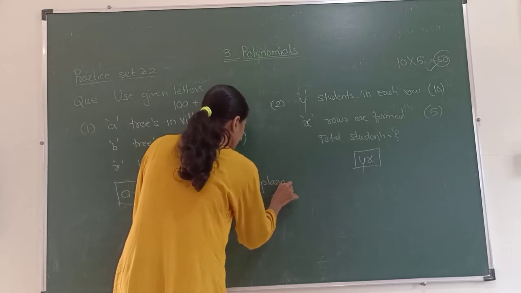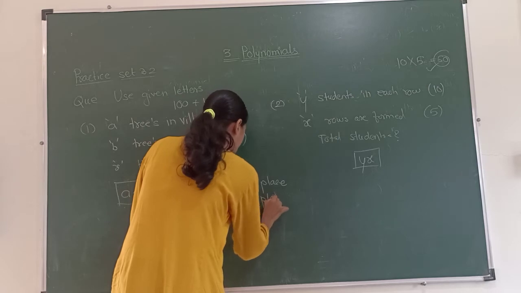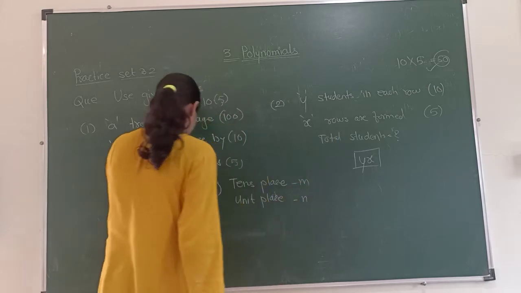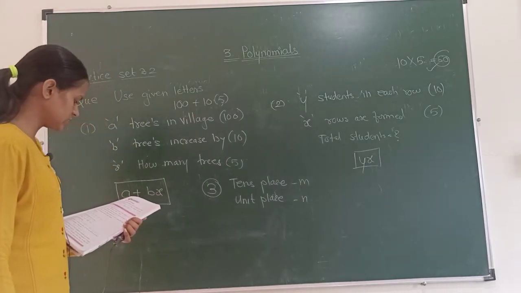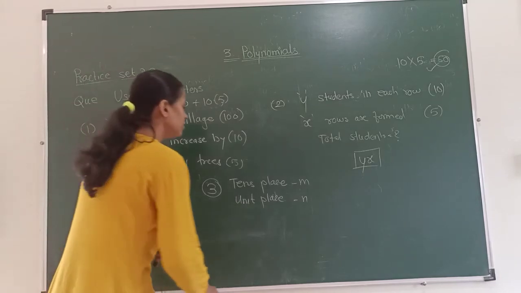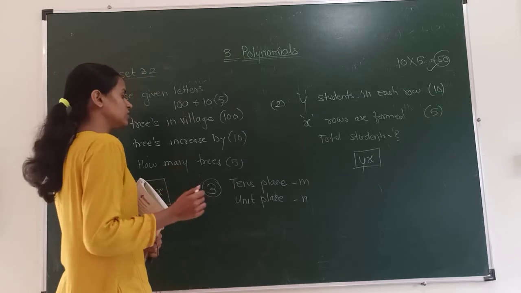Now do you know tens place and unit place? You must know. Tens place is m and unit place is n respectively. Write the polynomial which represents the 2-digit number. Now we have to write the polynomial for these two which represents the 2-digit number.